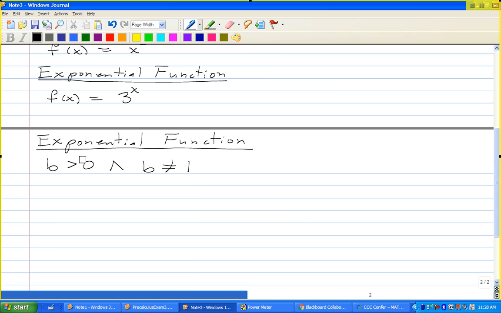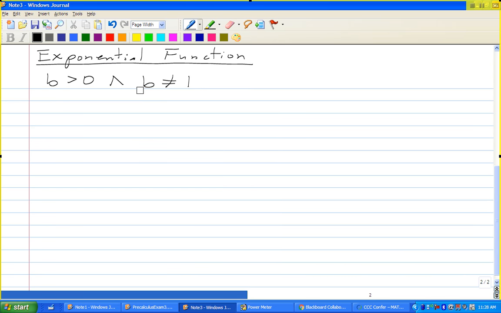If the base were equal to 0, well, you have 0 to a non-zero exponent, and that's always going to be a value of 0. That's not a very interesting function. It won't be an injective function. Similarly, if I have a base of 1, well, 1 to any power is just 1. So again, that's not going to be an injective function. So I want to restrict my bases to be greater than 0 and not equal to 1. Then an exponential function is a function of the form b to the power x.